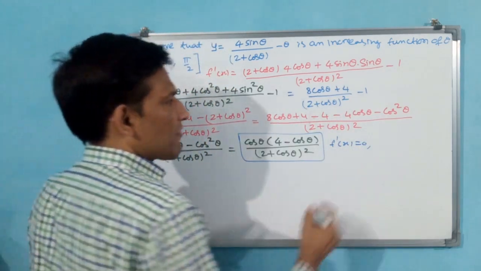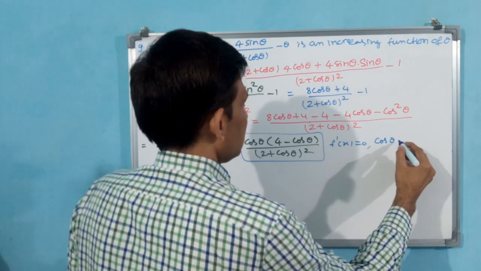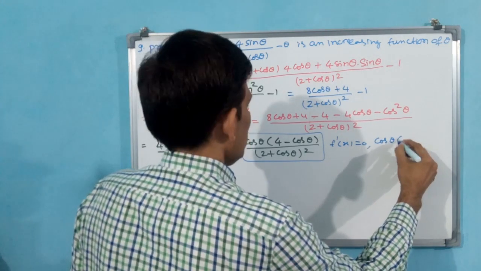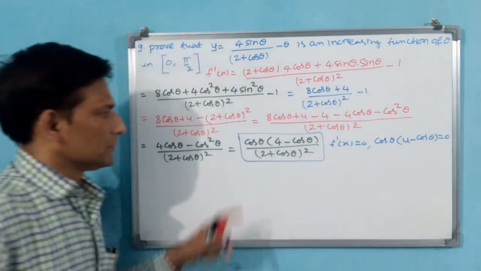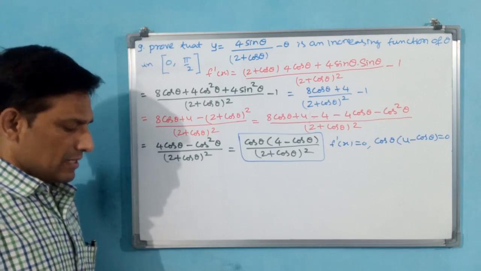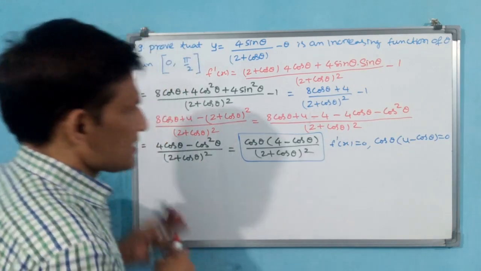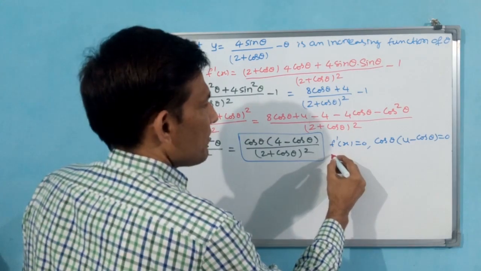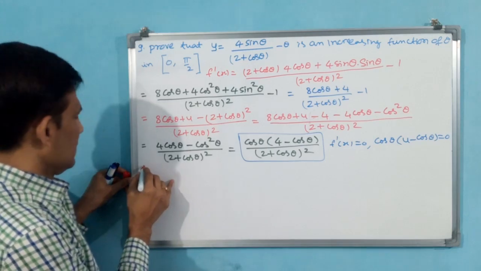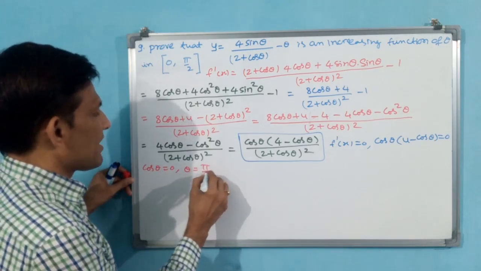If you make it 0, what will come? Cos theta into 4 minus cos theta is equal to 0. Okay, this is going to become multiplication 0. If that is the case, here we will write: cos theta is equal to 0, theta is equal to pi by 2.